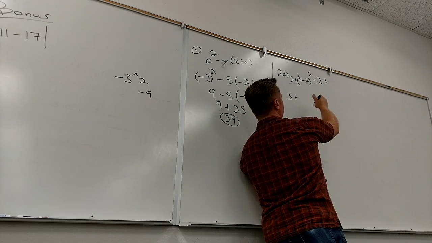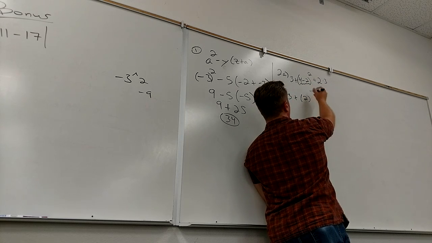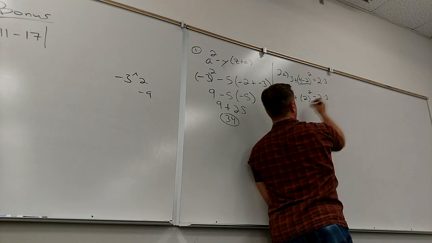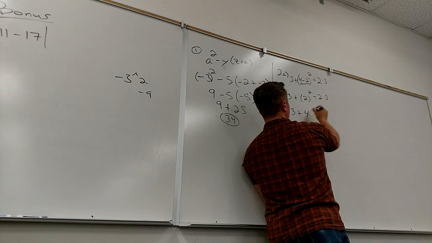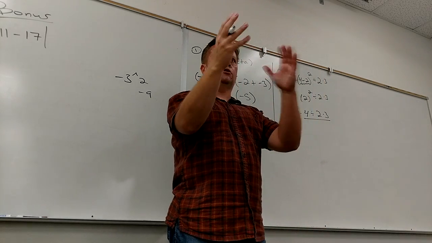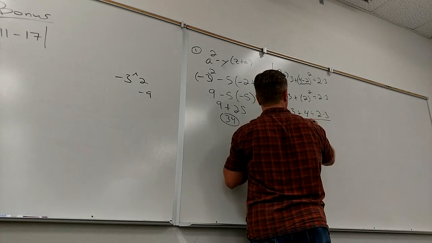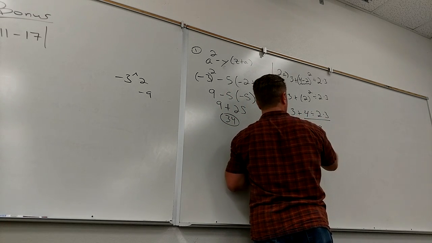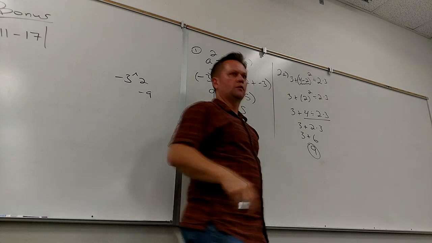What's the first thing I do? Parentheses. And then what's the next thing I do? Exponents. 2 squared. 4. And now this is all MD. Multiplication, division. You do it as it comes. So what's 4 divided by 2? 2. And what's 2 times 3? 6. 3 plus 6? 9.